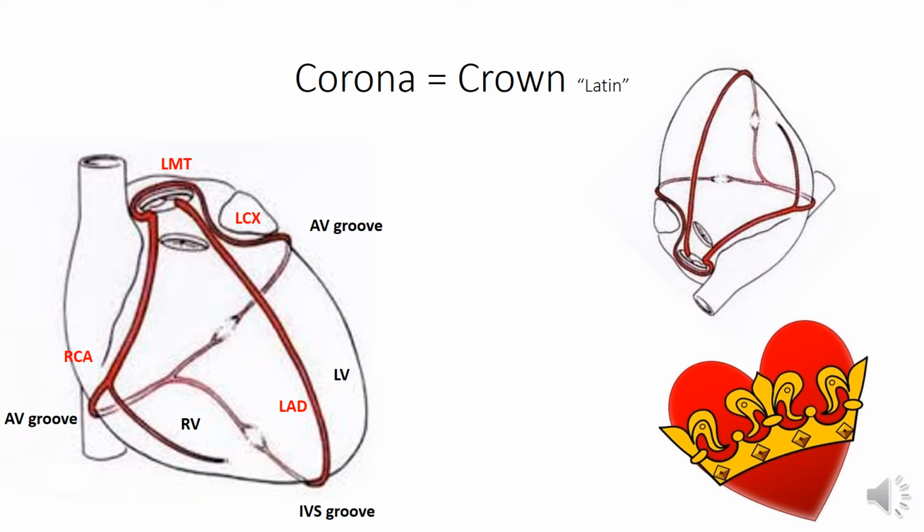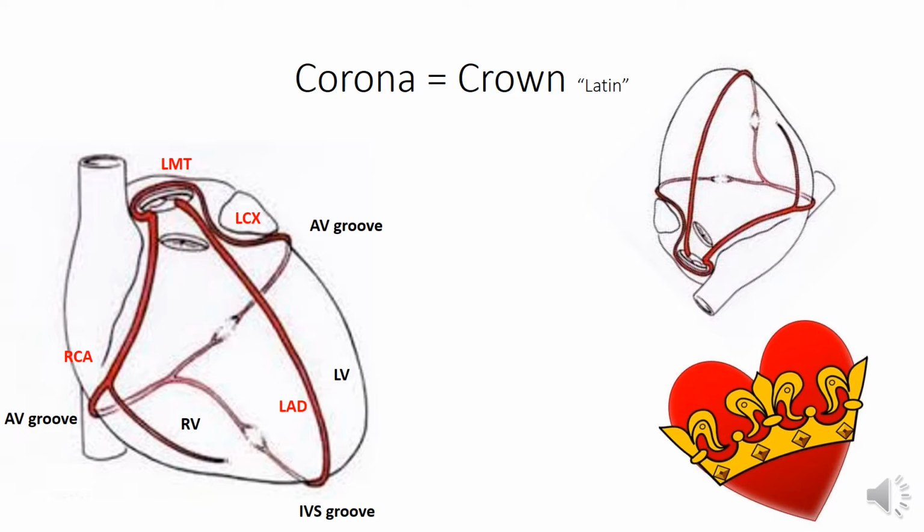On the other hand, the right coronary artery arises from the right coronary sinus, runs on the front surface of the heart, then turns along the right heart margin to the back of the heart in the AV groove, and gives off a descending branch that runs in the posterior interventricular groove, which is the posterior descending artery.